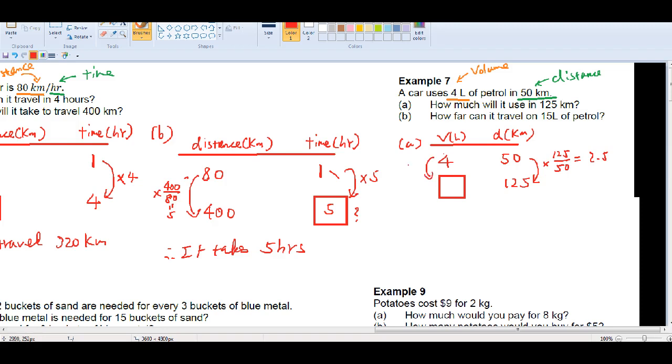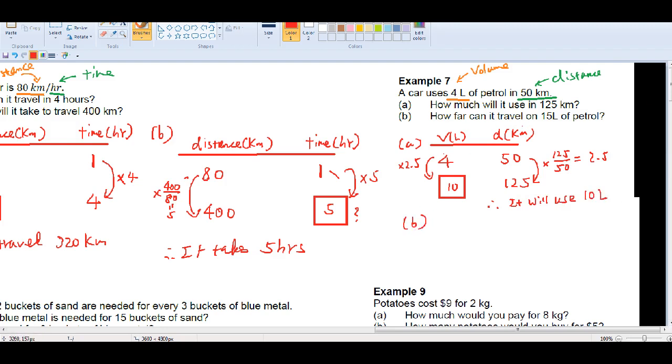Okay, so this time, this side you have to times the same factor, 2.5, that would be 10, right? Okay, so the answer will be 10 liters. Okay, so that's first part.